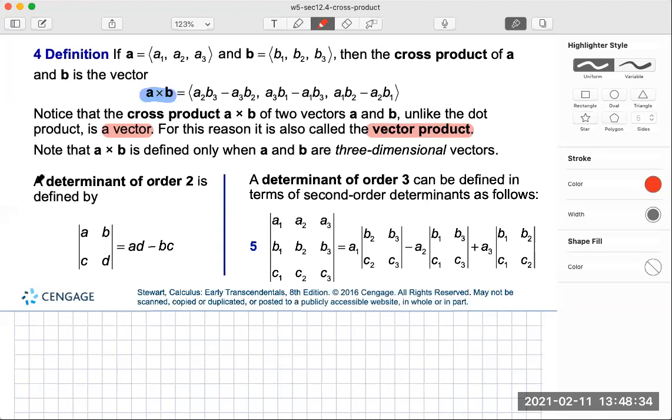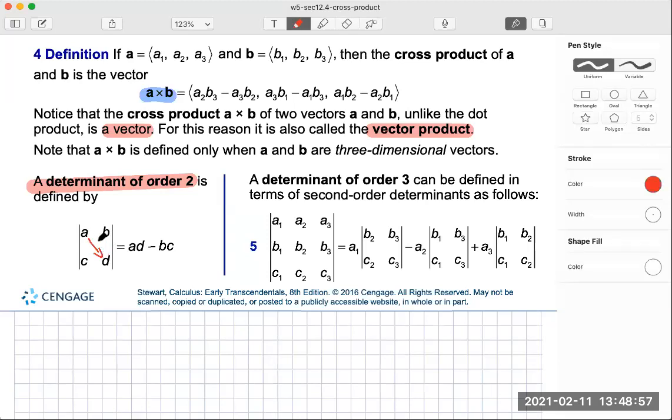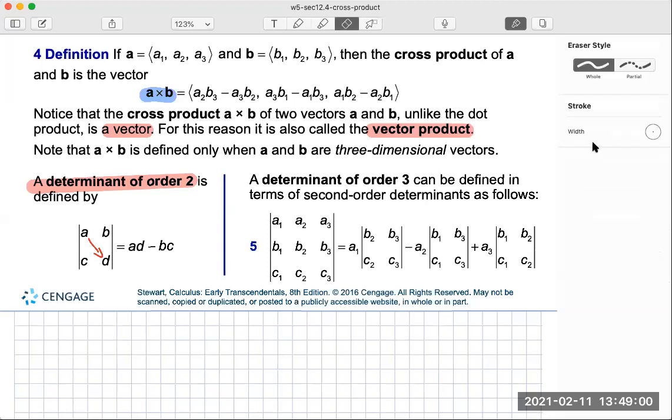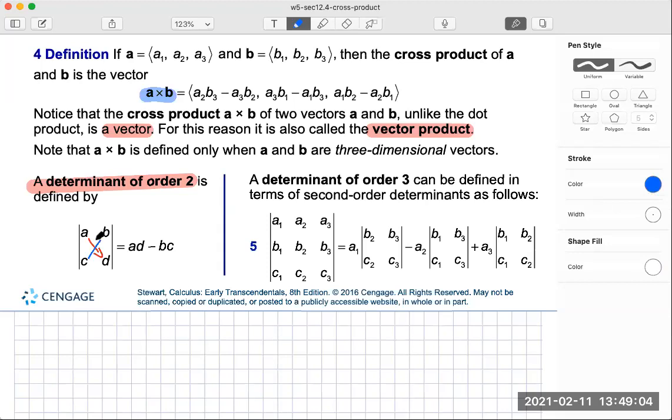So if you don't know, let us memorize it. The determinant of order 2 is given by this formula, the notation. Suppose A, B, C, D are numbers. The determinant of order 2 of these numbers will be the sign like this. It will be A times D. You can memorize it this way. Subtract C times B.